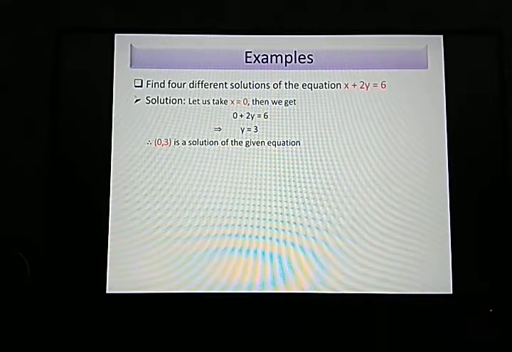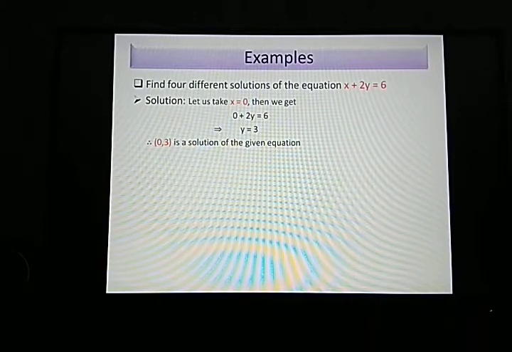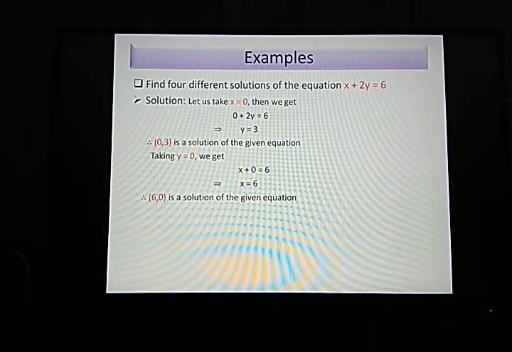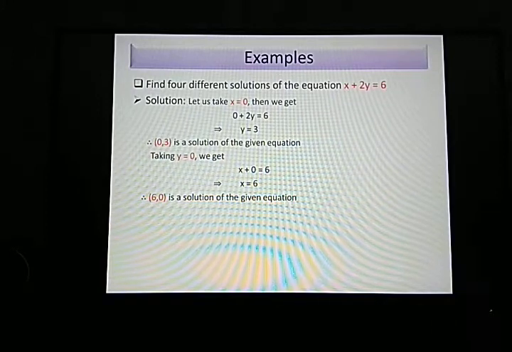Now moving on to the other solutions. Next we take y to be 0.